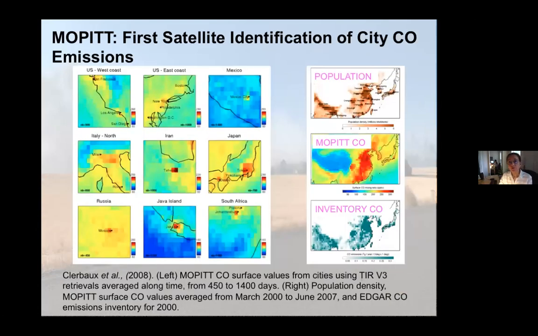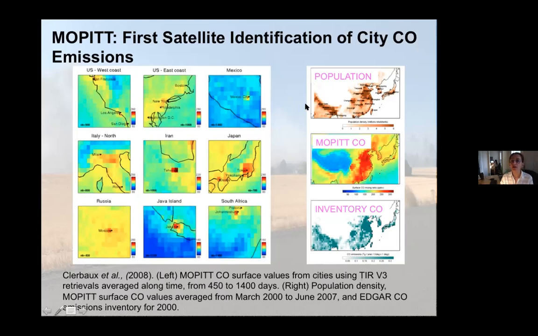And now we move to a different topic, which is satellite detection of CO emitted in cities. In this example, we have the first identification of urban CO made from satellite by Cathy Clerbaux using MOPITT, and she analyzed data over several big cities, and averaging data along a couple of years, she was able to show an anomaly of CO associated with these big cities. You have Tehran, Jakarta, Los Angeles, and so on.